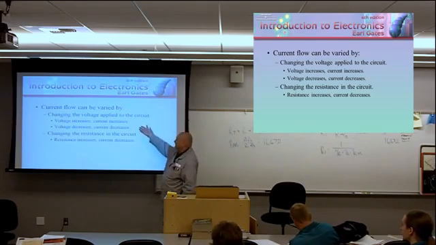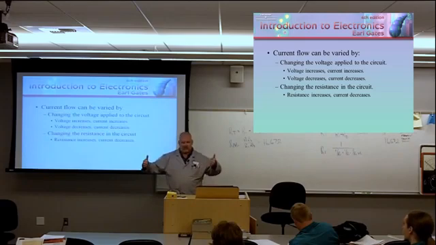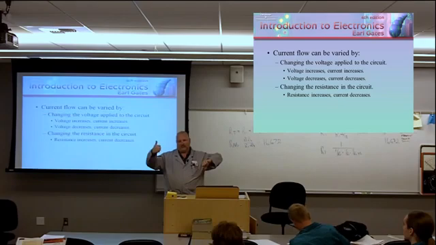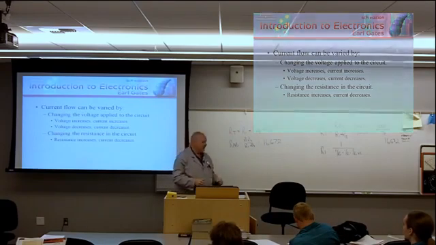So these first values, we call these directly proportional, right? If voltage increases, current increases, directly proportional. Voltage decreases, current decreases, directly proportional. Resistance increases, current decreases, inversely proportional.